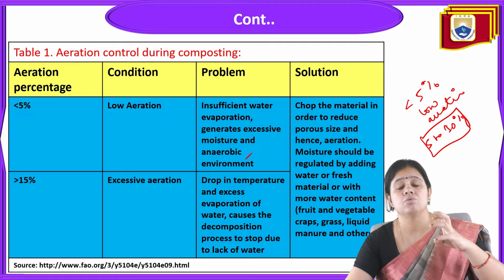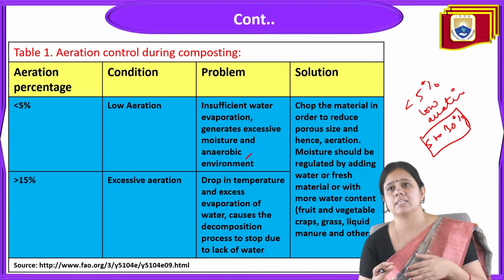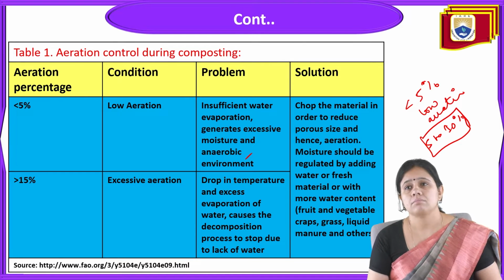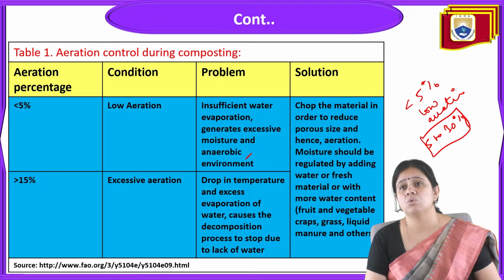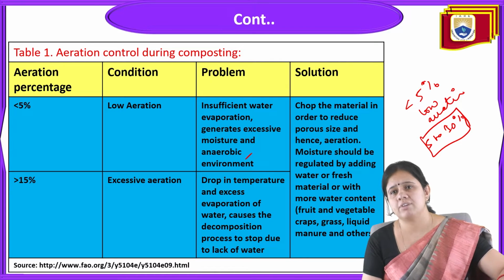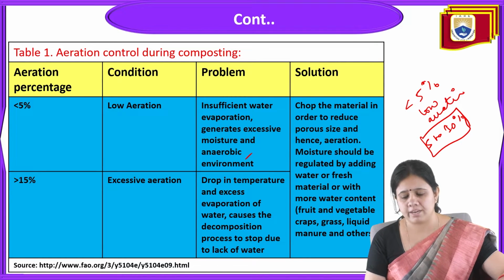So what we should do is chop the materials in order to reduce pore size and hence adjust the aeration. Moisture should be regulated by adding water or fresh material with more water content, like fruit and vegetable crops, grasses, liquid manures and others.